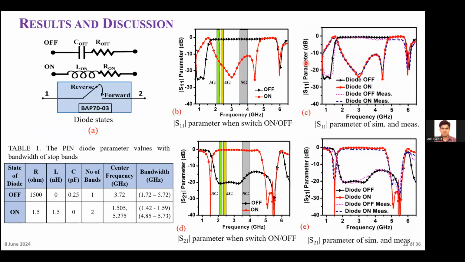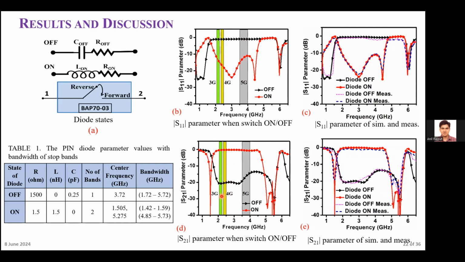Here, this is the equivalent model of this PIN diode for off condition or on condition. When the diode is in on state, it passes a certain frequency band, this one, which covers 3G, 4G and 5G mobile communication applications. And when the diode is in off state, it stops the entire band. Then it gives the wideband response.